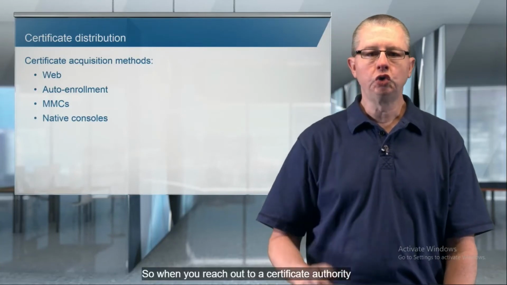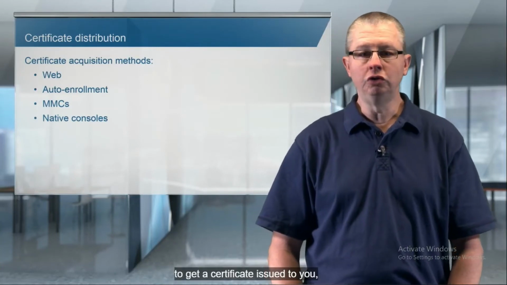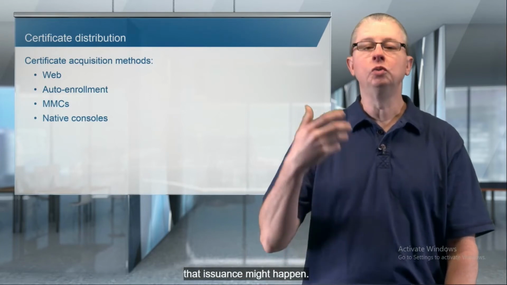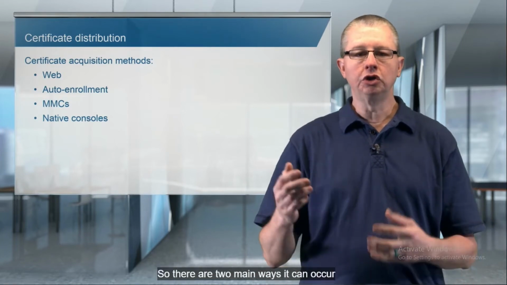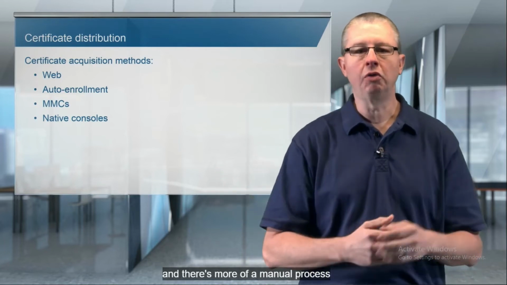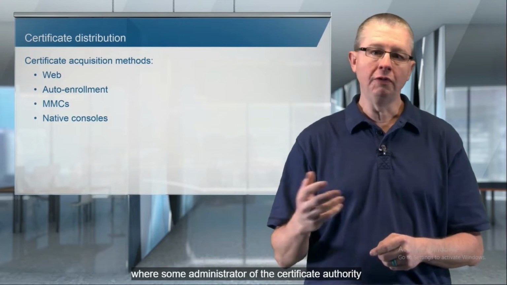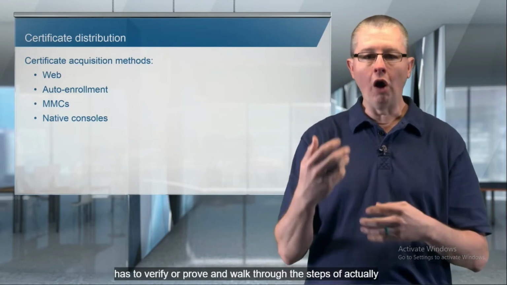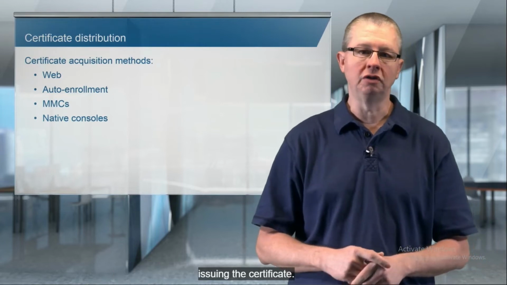So when you reach out to a certificate authority to get a certificate issued to you, you need to understand some basics about how that issuance might happen. There are two main ways it can occur. There's more of an automated process and there's more of a manual process, where some administrator of the certificate authority has to verify or approve and walk through the steps of actually issuing the certificate.